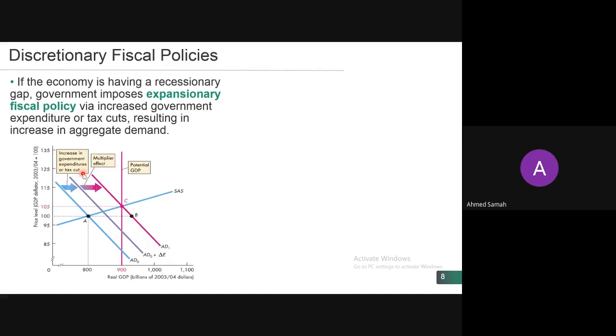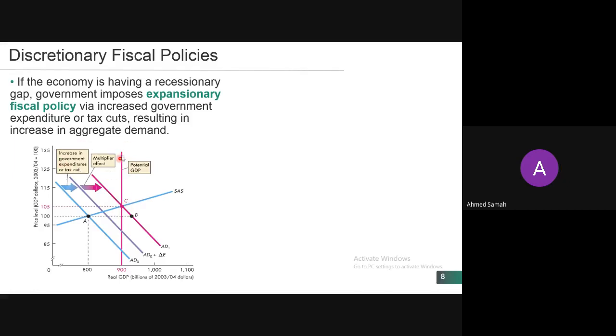households can now consume more, and businesses can actually invest more. So all of these government policies have a multiplier effect, causing the aggregate demand curve to shift even further towards the right.